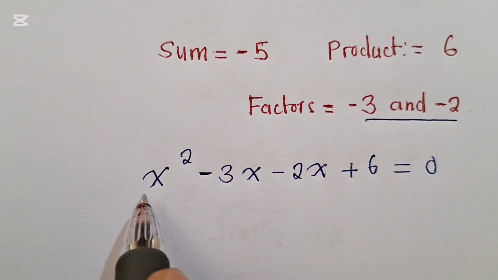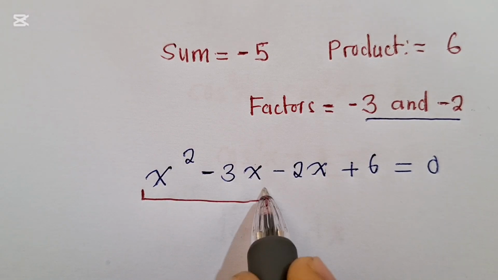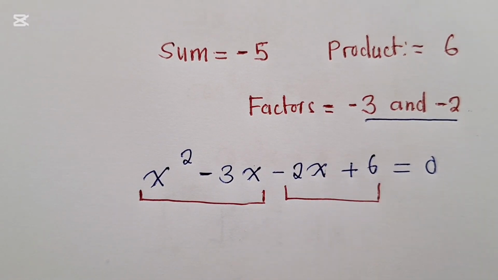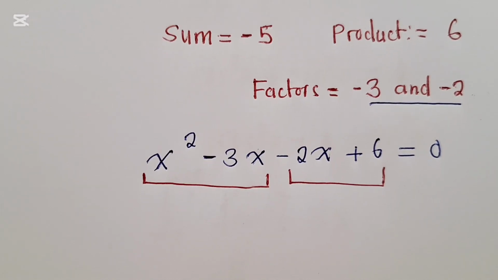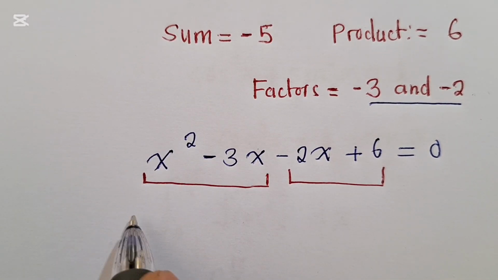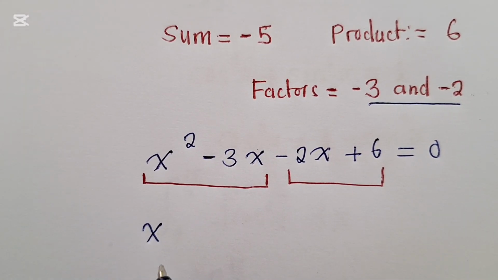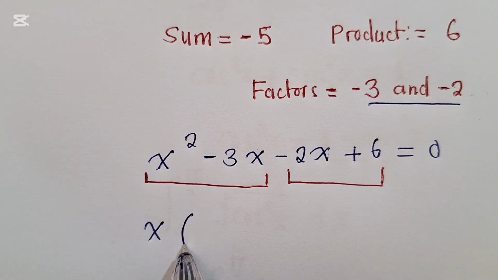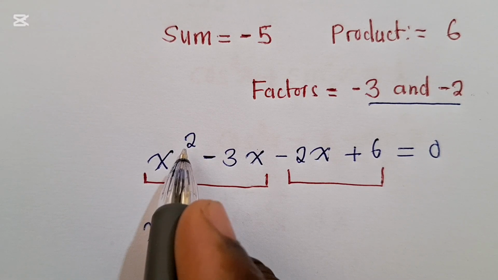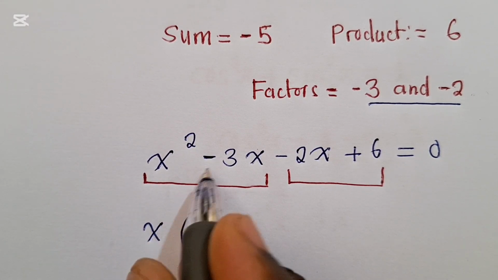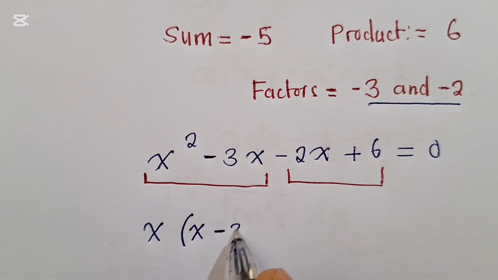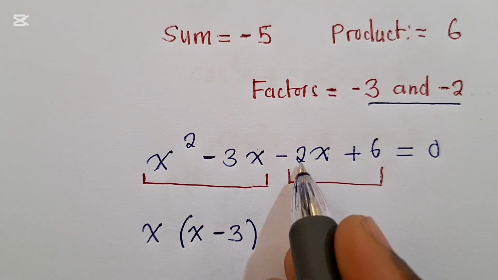So you group these two, and also these two. So you factorize by what we call grouping. What is it that is common here? It's x. You write it outside the brackets, open brackets. x into x², it's x. x into -3x, it's -3. We close. What about here? What is it that is common?